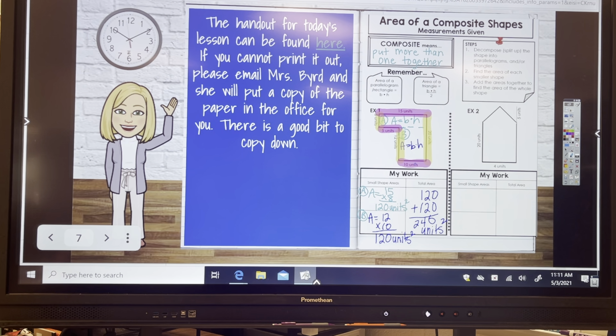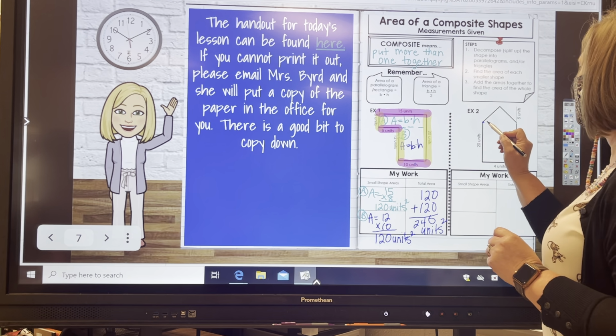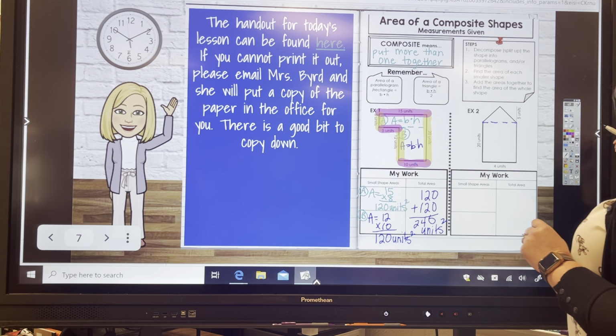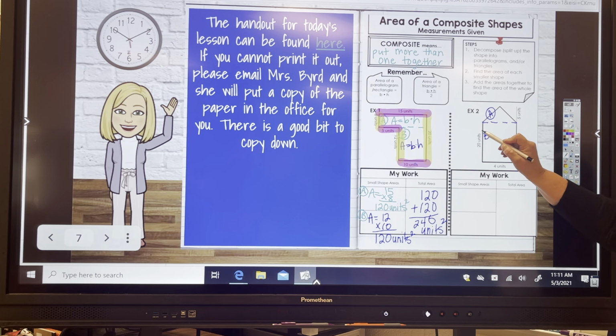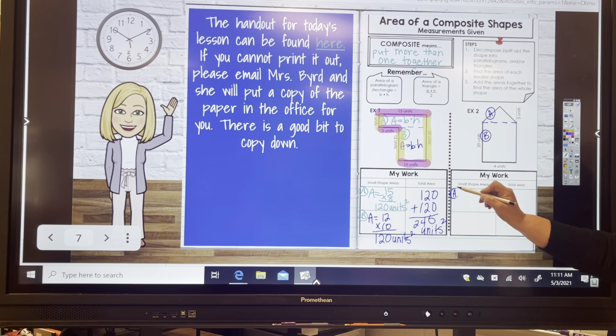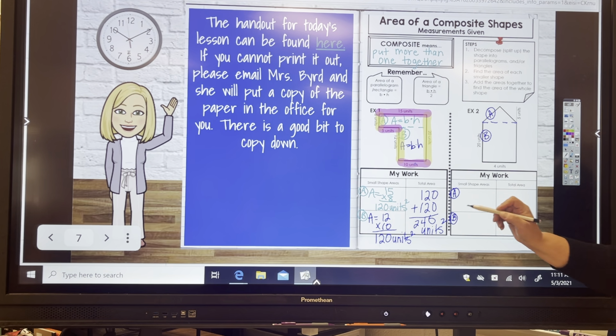How would we break example 2 into two different shapes? You would cut it at the top and make it a triangle and a rectangle. So let's label these A and B. Is there going to be more than one? I meant more than two shapes. Yep. We're going to practice that on the left in just a second.